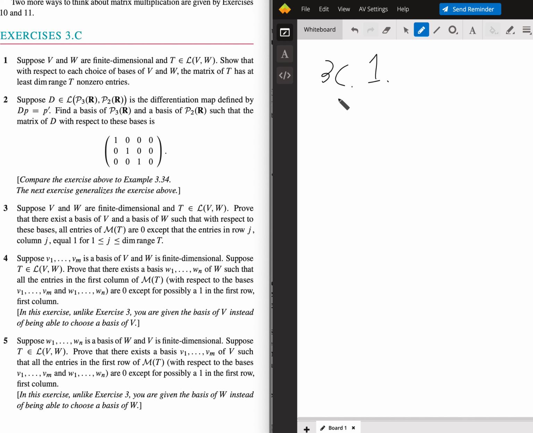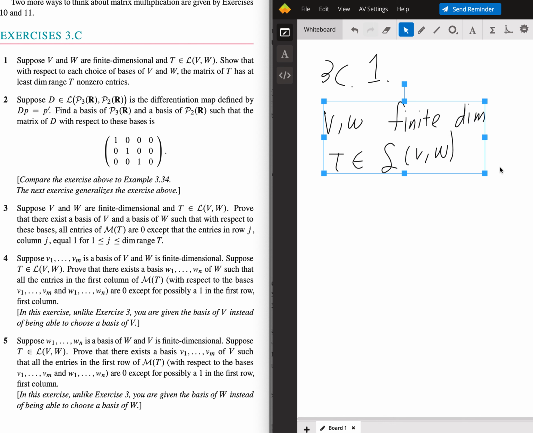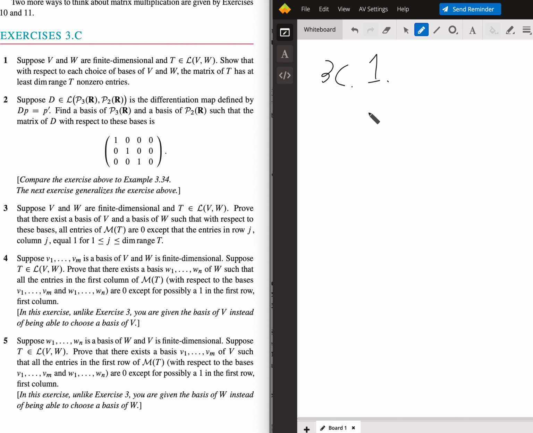Anyways, let's continue with exercise 3C1. Suppose V and W are finite dimensional, and we have T, which is a linear map from V to W. Show that with respect to each choice of basis in V and W, the matrix of T has at least dimension range T non-zero entries. Okay, so to understand what this question is talking about, first you gotta understand what the matrix representation of a linear map really is.